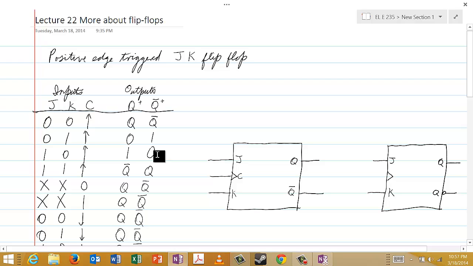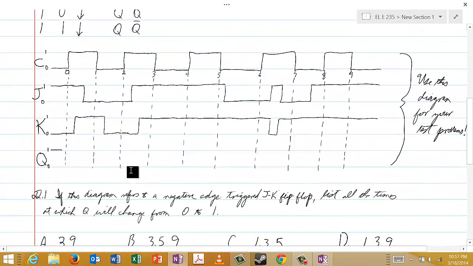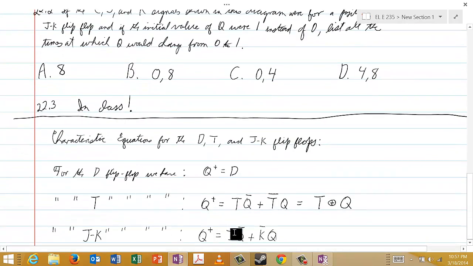And now the final condition that we need to check is when J and K are both equal to 1. We hope that then the characteristic equation will give us that the next value of Q is the present value of Q complement. Let's check and see if that's right. If J and K are both 1, well, if K is 1, 1 complement will be 0, and 0 ANDed with anything is 0, so this term will drop out. And if J is 1, 1 ANDed with Q complement is Q complement, and so sure enough, we do get that the next value of Q is the present value of Q complement. So those are the characteristic equations for the D, T, and JK flip-flops.